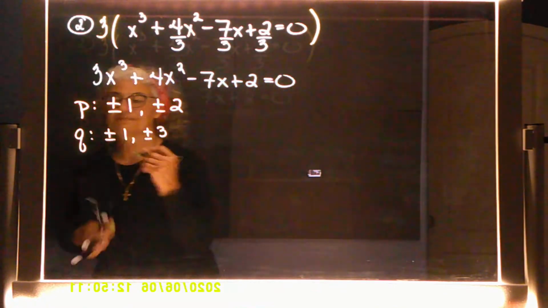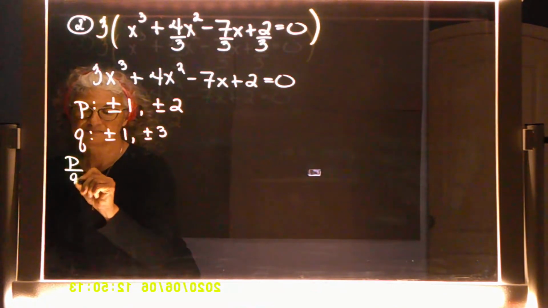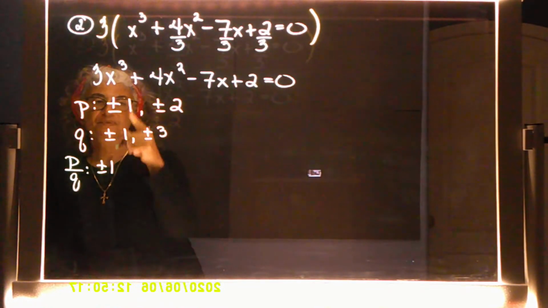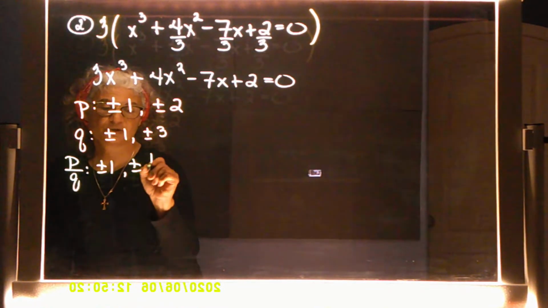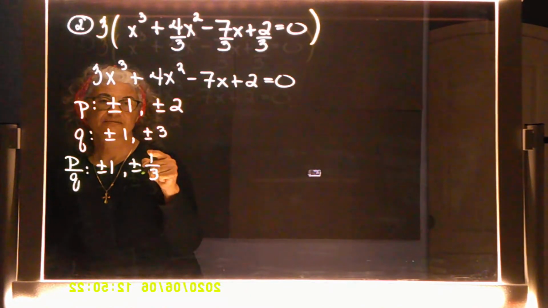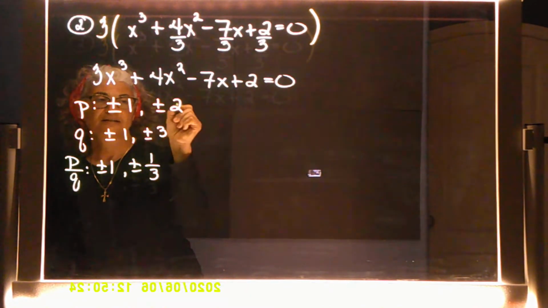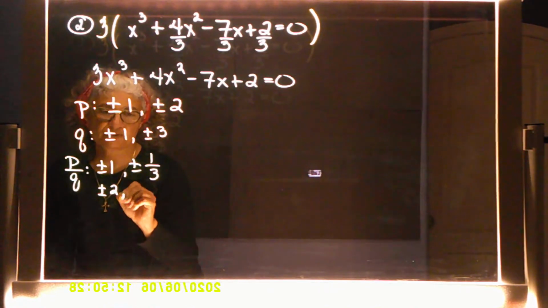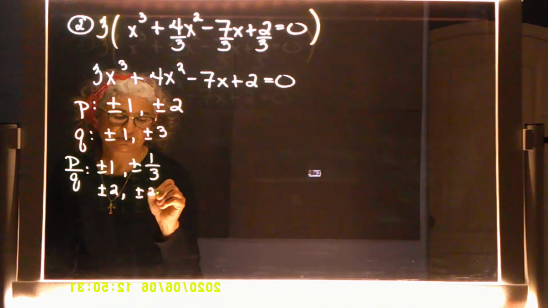Okay. So, your P over Q's. Ready? So, it's either plus and minus 1, and then plus and minus 1 over 3, correct? So I'm done with this guy. 2 is next, so 2 over 1. So plus or minus 2. And plus and minus 2/3.